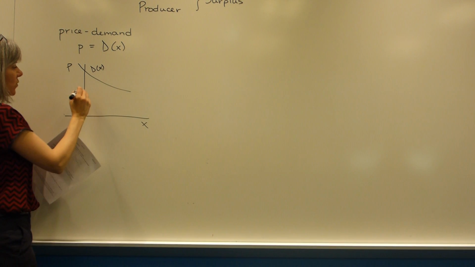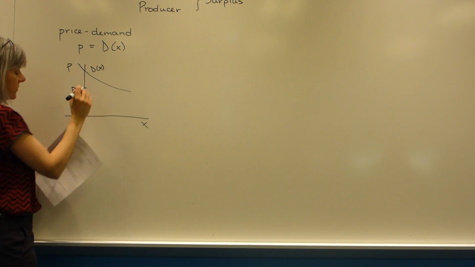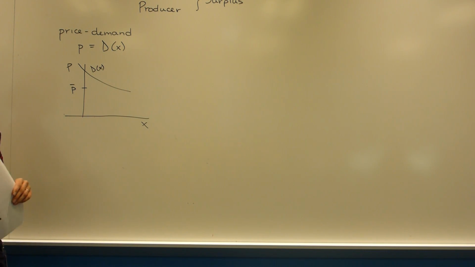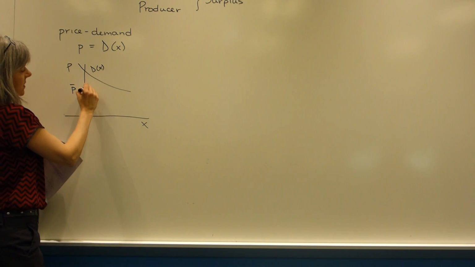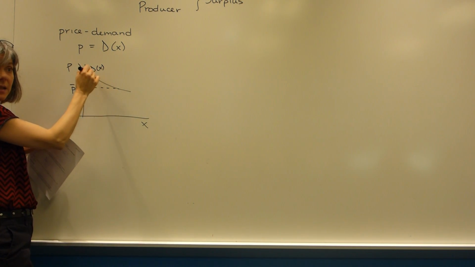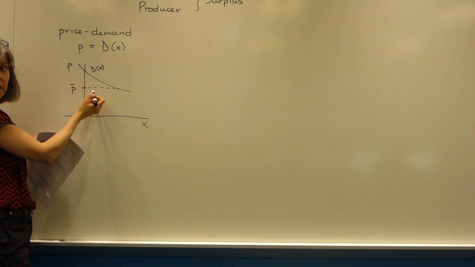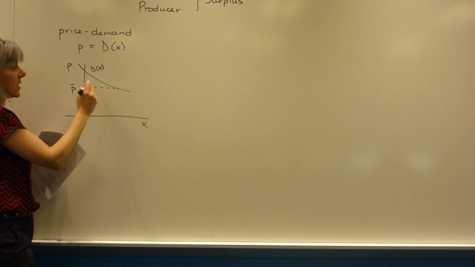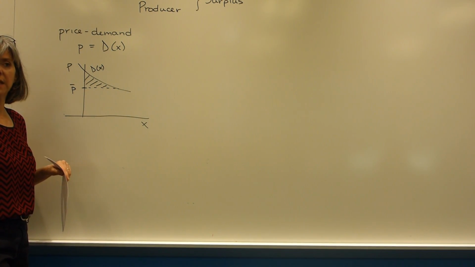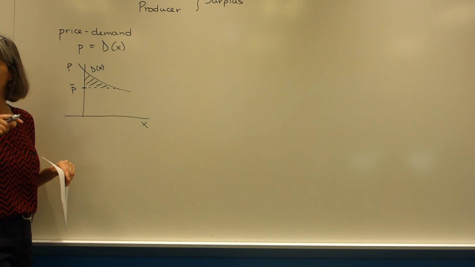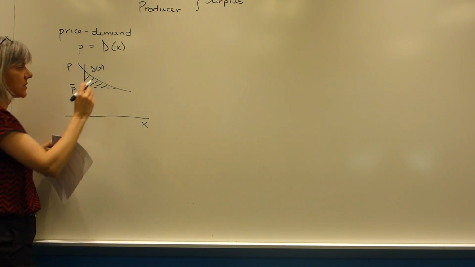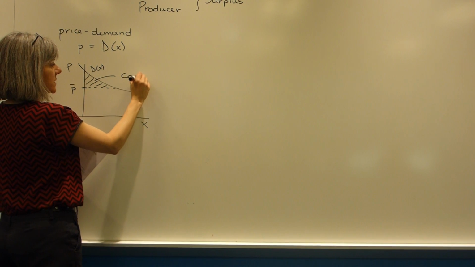But let's say that instead we set the price here for some reason. We'll call it P bar. If you set the price there, then all these people in here who are willing to pay this price are really only paying that price. That's a good deal for them, right? So this part right here is called the consumer surplus. It's the amount of money that the consumer is not paying. And it's related exactly to that area under the curve.